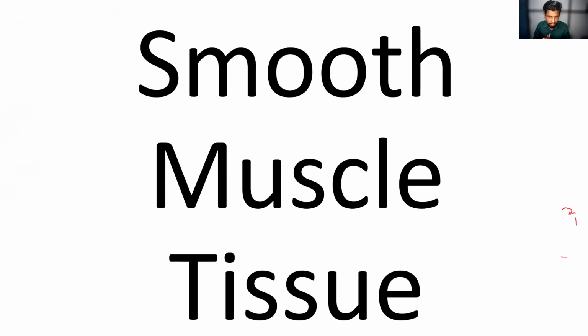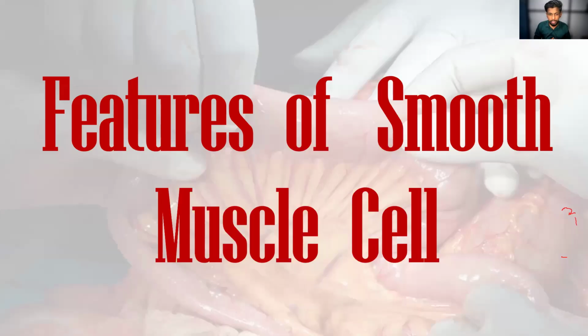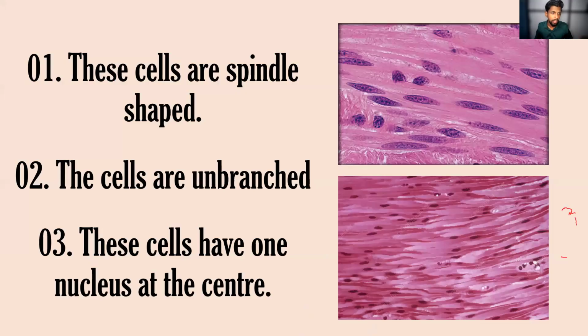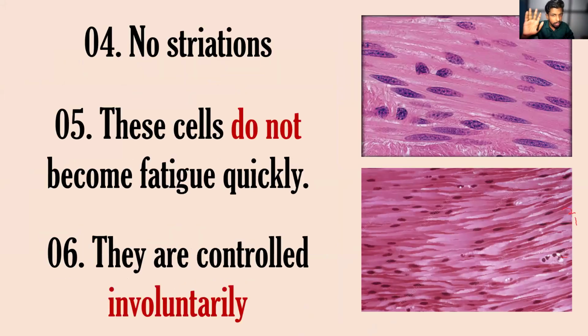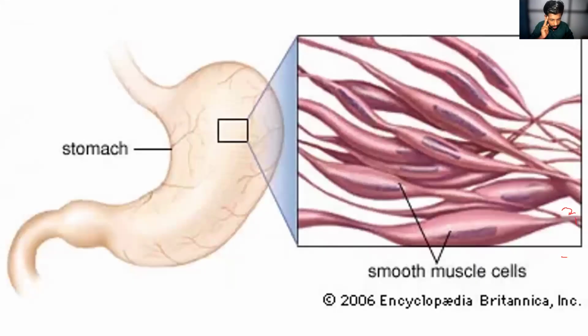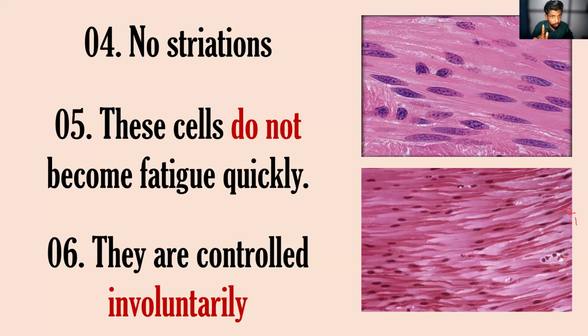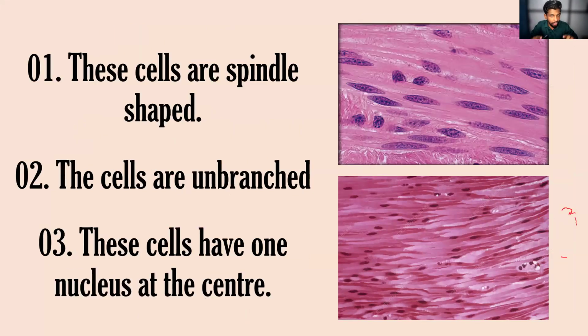Okay. Now we are going to discuss the smooth muscle. We have discussed the epithelial tissue, and now we are going to discuss the smooth muscle tissue features. For each and every muscle, smooth muscle, cardiac muscle, and skeletal muscle, you need to memorize 6 characters, right? I have given you a chart to be filled. By filling that chart, you will get the idea.